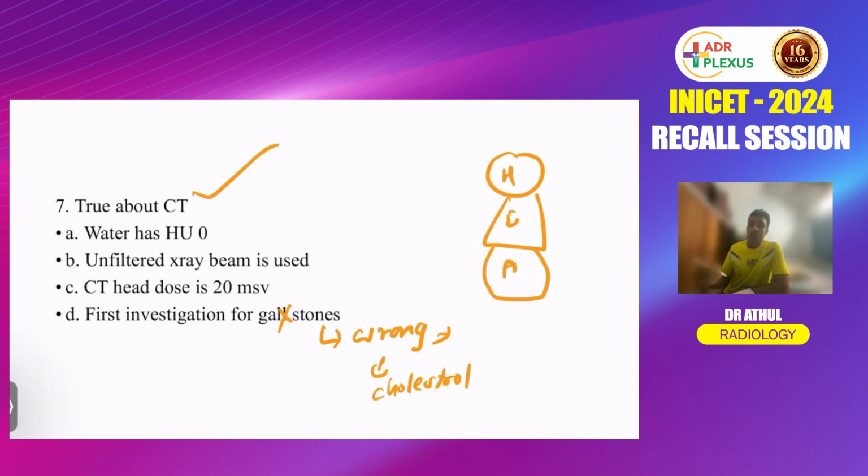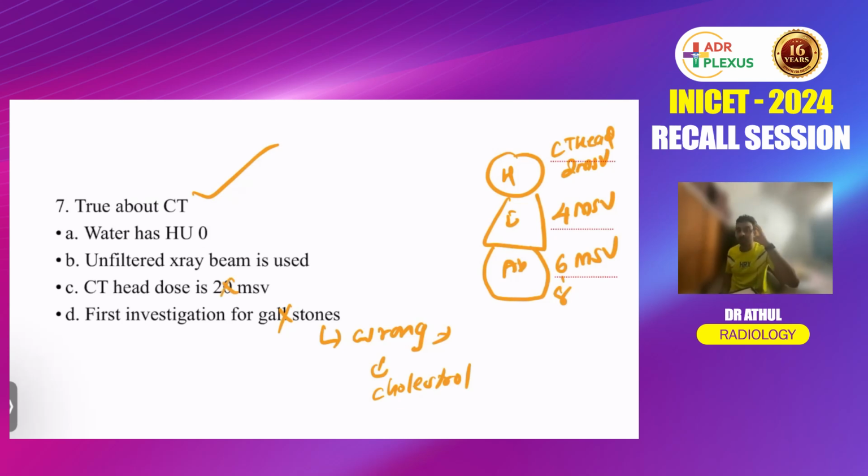And remember, for a patient, this is head, chest, and abdomen. When you come to the radiation dose, if you're taking a CT head, it will be around 2 millisieverts. CT chest will be around 4 millisieverts, and abdomen will be around 6 to 8 millisieverts. So actually, this is a rough idea. So it is not 20, it is actually 2 millisieverts for the CT brain or CT head. For CT chest, around 4 millisieverts, and for CT abdomen, around 6 to 8 millisieverts. So you have to remember it like that.